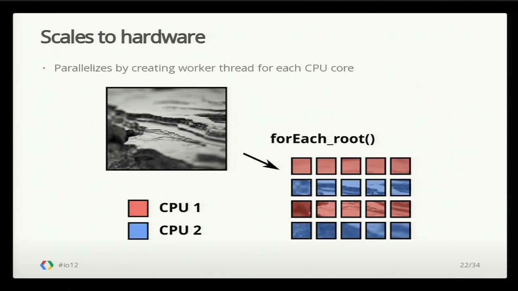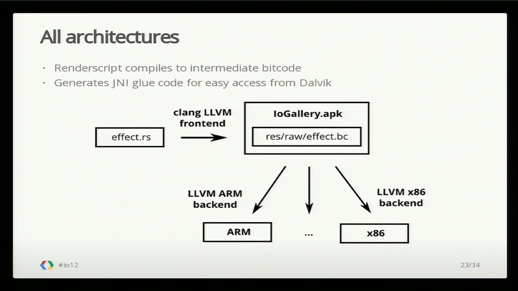So in this example, if I have a photo up here on the left, it's going to split it up into those pixels, and it'll run an algorithm on each of those pixels. And because it splits the work into pieces, Renderscript can parallelize this work by creating a separate worker thread for each CPU core in the device. Another benefit of Renderscript is that it targets all architectures, including ARM, x86, MIPS, and beyond.